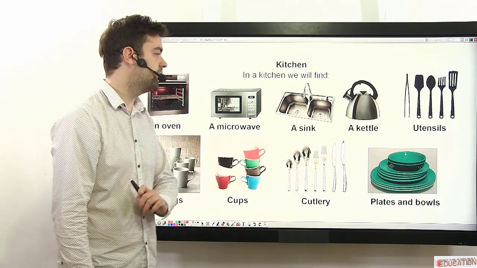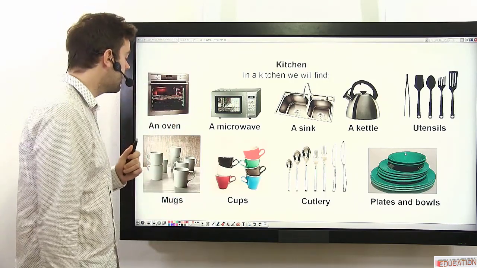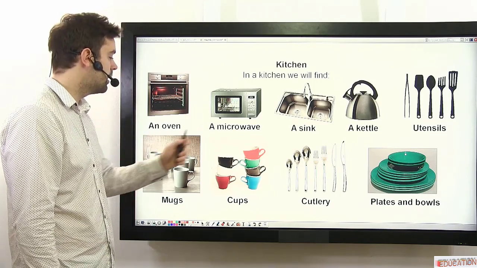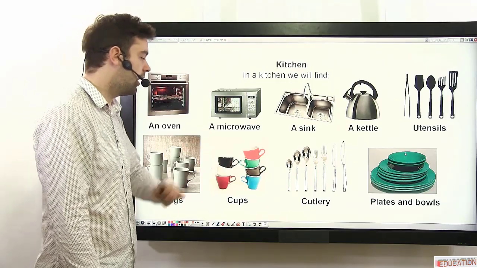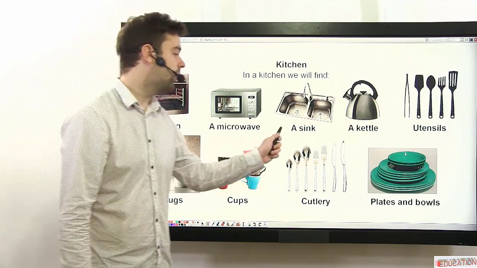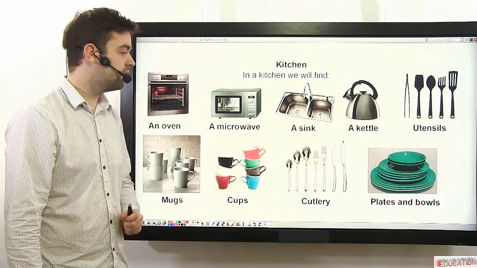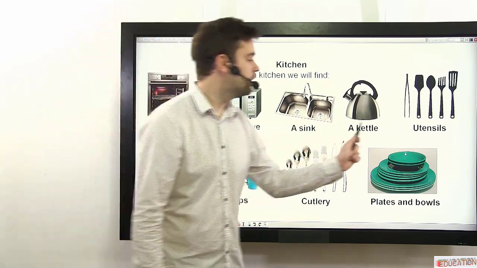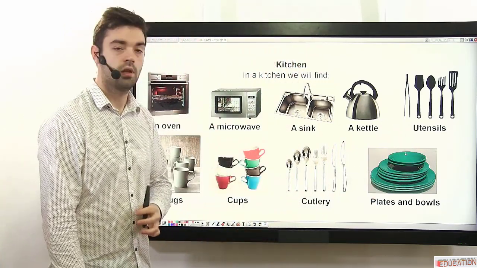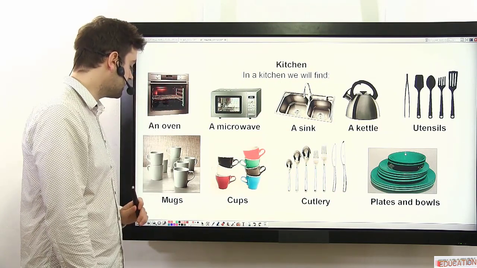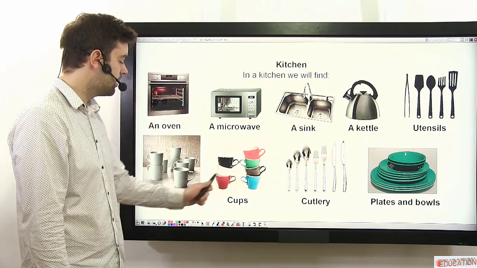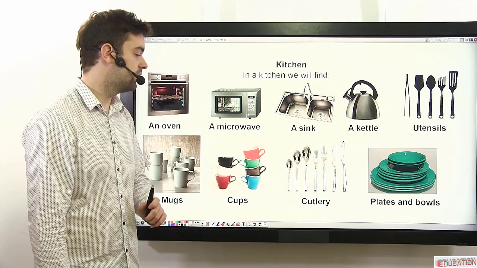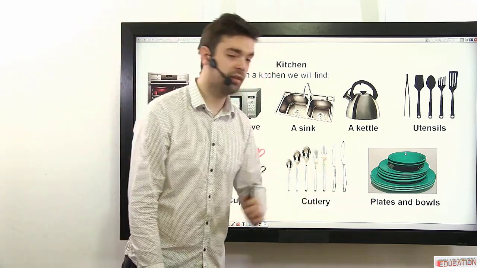So, in a kitchen, we will find an oven, a microwave, a sink, a kettle, utensils, mugs, cups, cutlery, plates and bowls.